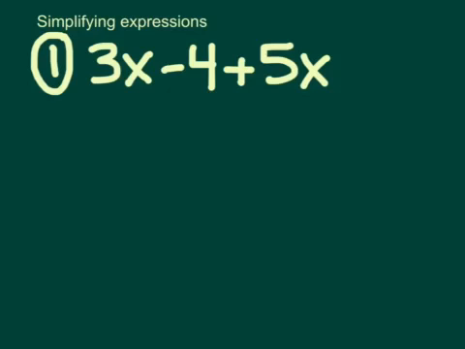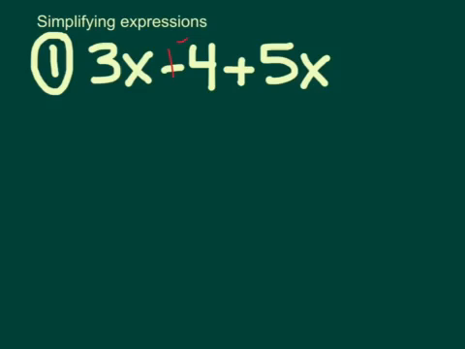Alright, so number 1, 3x minus 4 plus 5x. I'm going to refer to my anchor chart. And the first step in doing this is to change any subtraction to addition, doing our plus the opposite. And that's also known as the additive inverse. So I'm going to go ahead and do that right now. As you can see, we have a negative sign right there, so I'm going to want to go ahead and change that to a plus sign, and then the opposite. So now I have 3x plus negative 4 plus 5x.